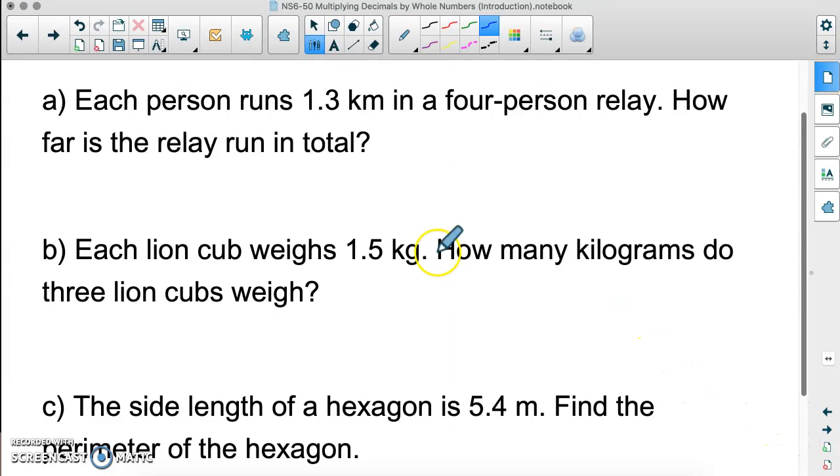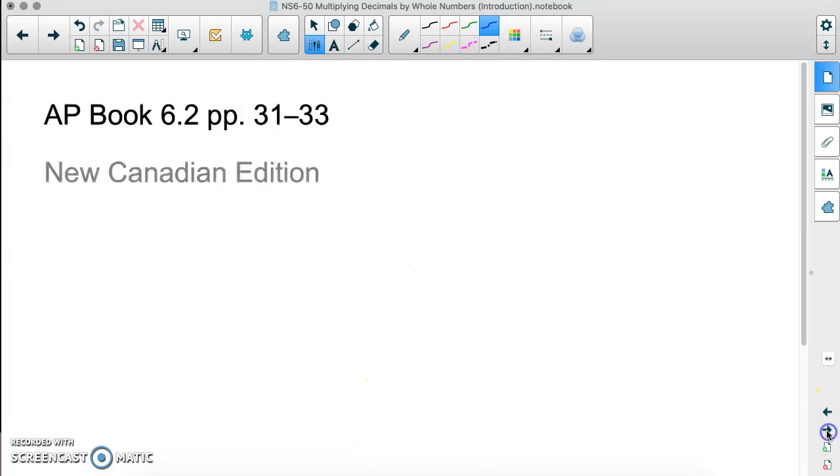So if you solved these, for A, the answer should have been 5.2 kilometers. For B, it was 4.5 kilograms. And for C, it was 32.4 meters. Your assignment today is your Jump Math book, pages 31 to 33. When you are done, you're going to come check in with me to go through your answers.